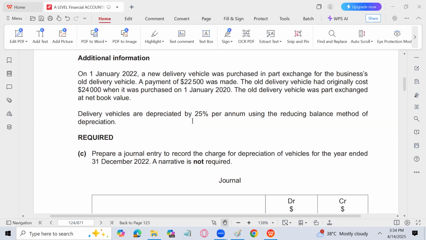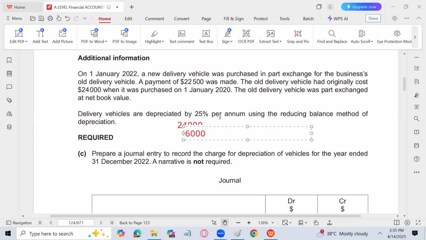First of all, I need to calculate the depreciation on the asset which has been part exchanged. That is, the old delivery vehicle had originally cost 24,000 when it was purchased on 1st January 2020. It means that it has been depreciated for 2 years, 2020 and 2021, because on 1st January 2022, it has been part exchanged. So the amount is going to be 24,000 into 25%.